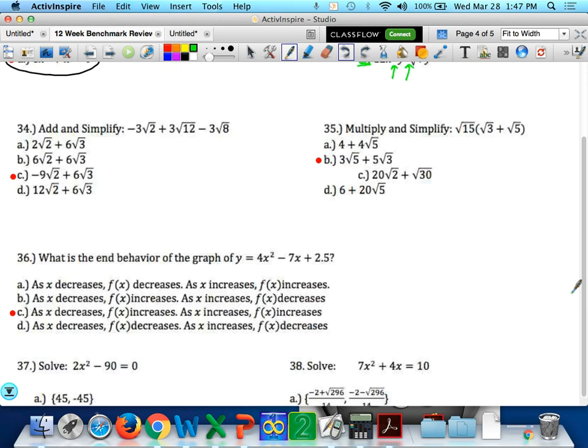Number 34 says add and simplify. Okay? A couple ways to do this. One way is you can do it in the calculator. You can type in this entire original function and get the crazy decimal. Then type in option A, see if it's the same crazy irrational decimal.